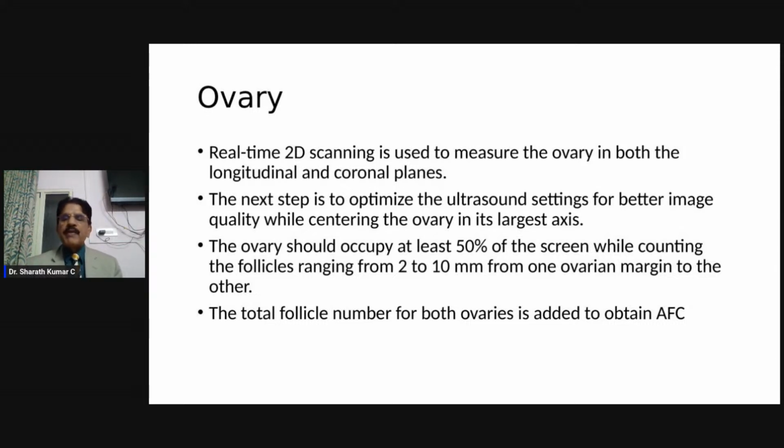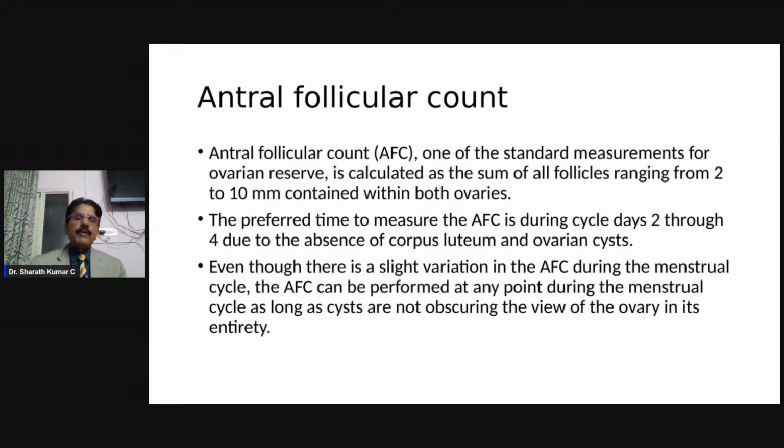The next step is to optimize ultrasound settings for better image quality while centering the ovary on its largest axis. The ovary should occupy at least 50% of the screen while the count is done. Follicles ranging from 2 to 10 mm are counted from one ovary margin to the other. The total follicle number of both ovaries is added to give the antral follicular count.